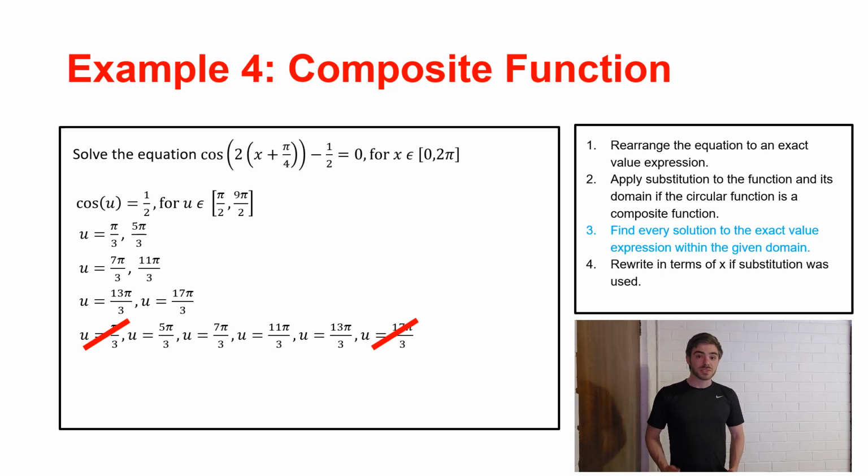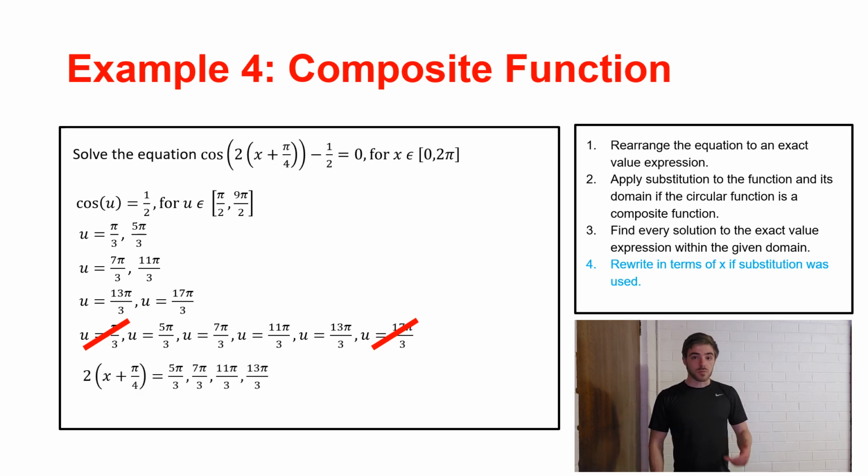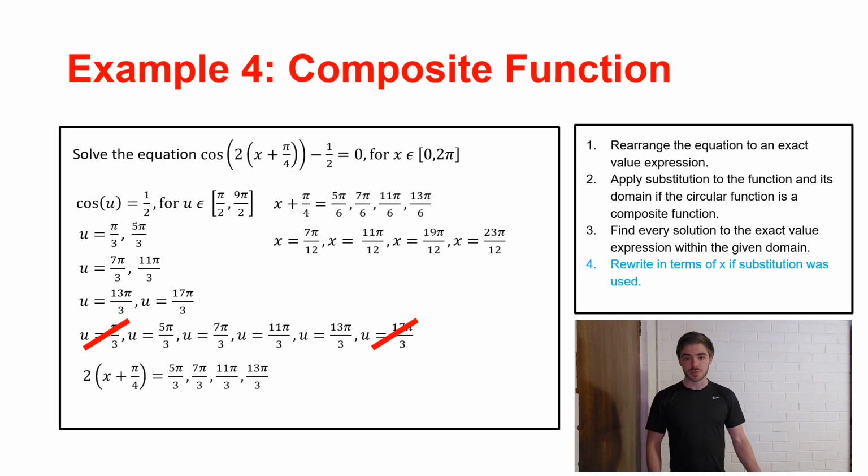Having done that, we move on to the last step, which is to get everything back in terms of x again. And the way you do that is replace u with what it originally was. From there, you rearrange to get x on its own. In this case, this means dividing all solutions by 2 and then subtracting pi over 4 from all solutions. The end result of all of this is that you have a set of solutions that fit perfectly in that original x domain, and you don't have to worry about if you found everything.